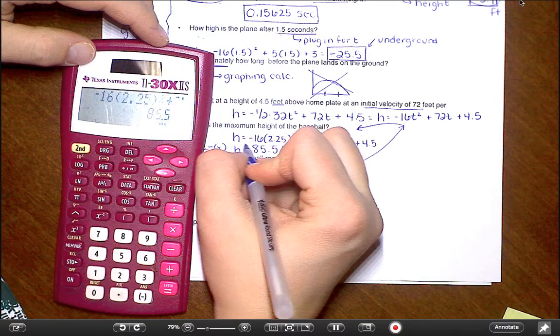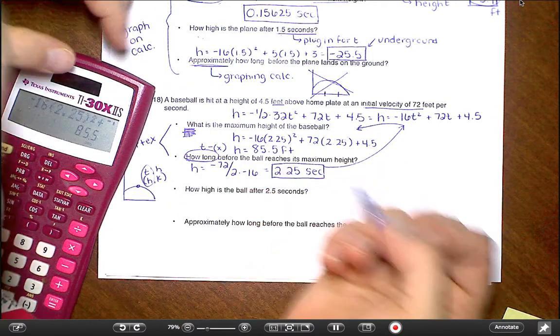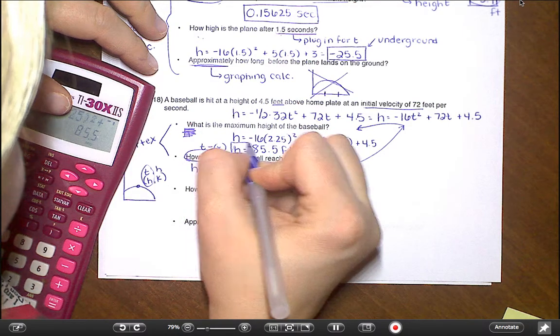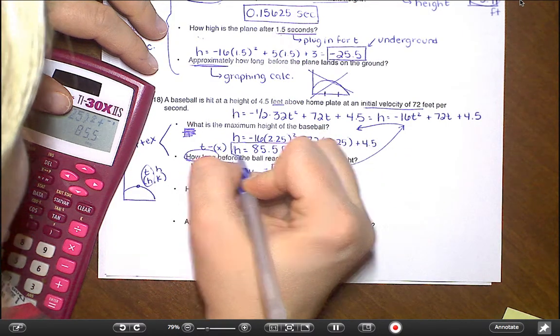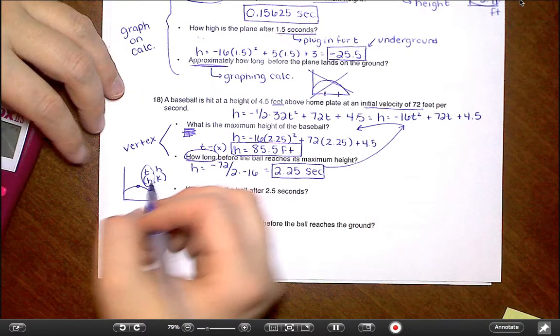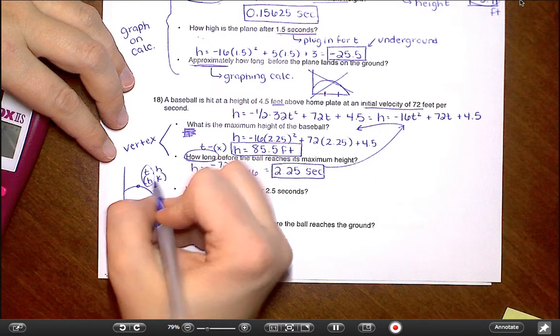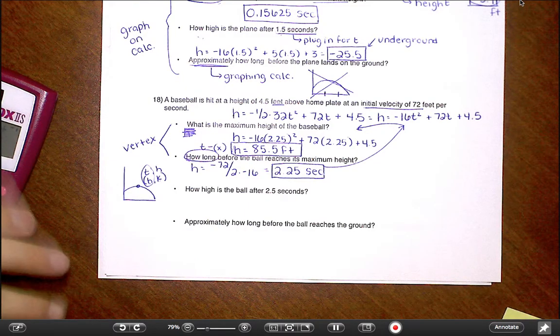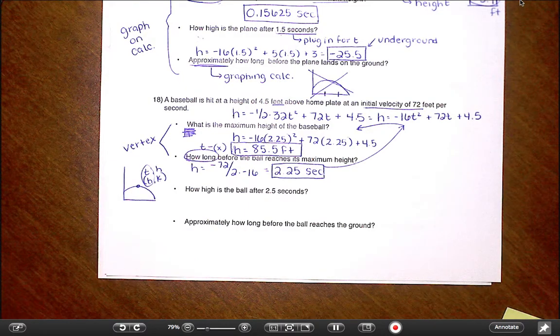So again, I found that would be like the k value from my vertex. But the k value for my vertex represents height in this problem. So your vertex is always time and then height. Okay? Gosh, that's looking a little messy if anyone's trying to follow that, but hopefully that made sense.